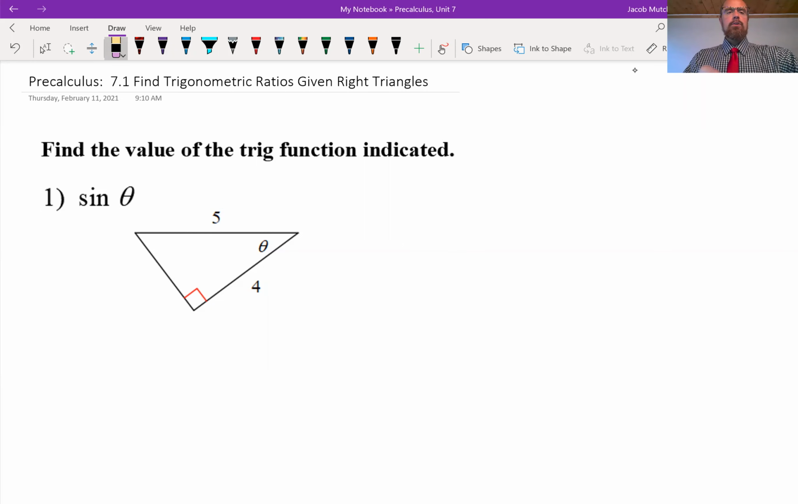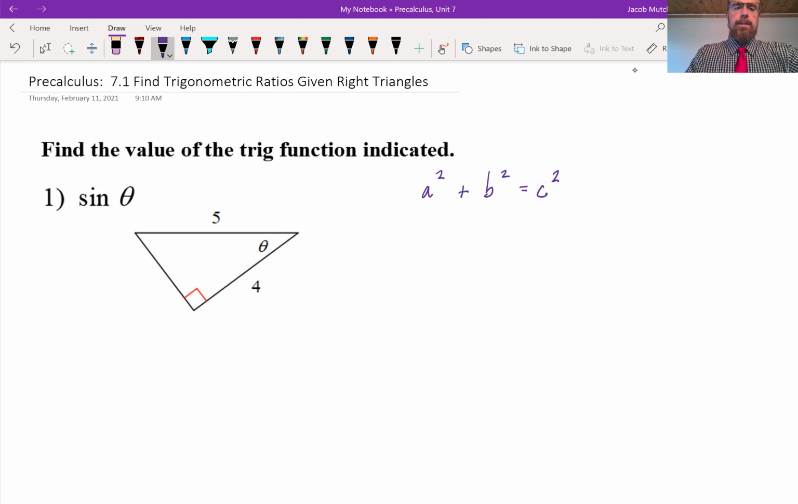So before I can actually come up with the value of the trigonometric ratio, I need to use the Pythagorean theorem to find the missing side here. So just to remind about the Pythagorean theorem, that's a squared plus b squared equals c squared.